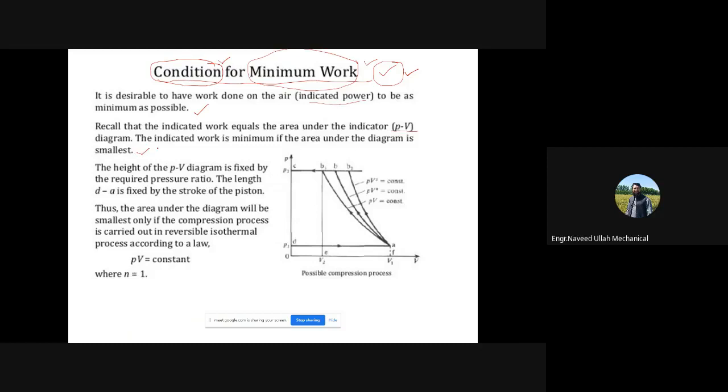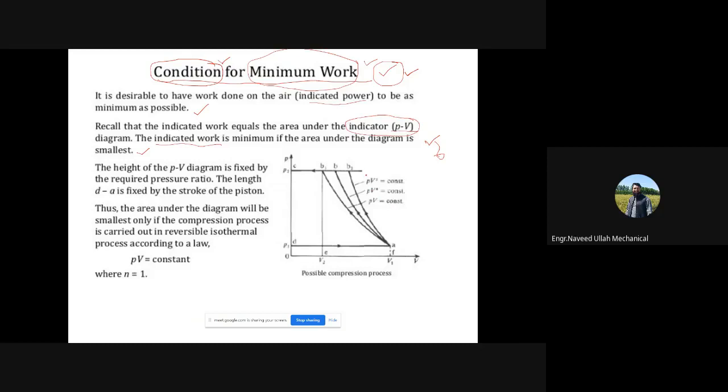It is very simple, right? The indicator diagram, that is the PV diagram. The area under this PV curve is basically the work consumed, or the indicated work. So if this area is minimum, consequently the work consumed by the compressor will also be minimum.